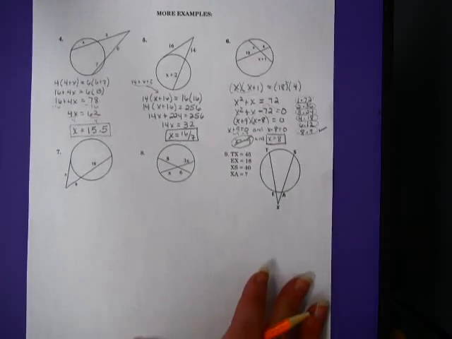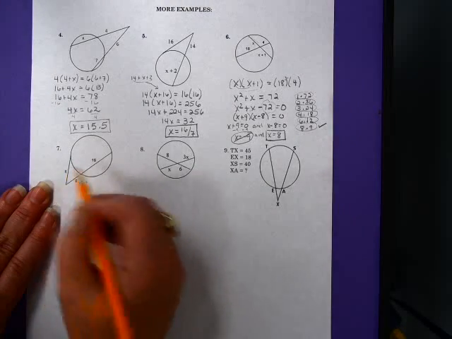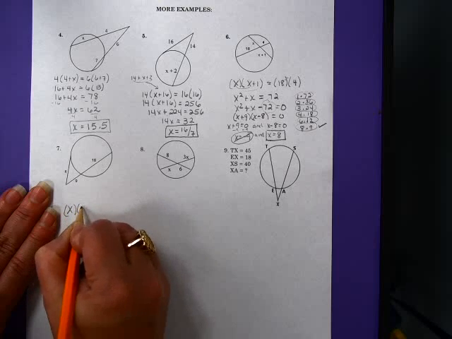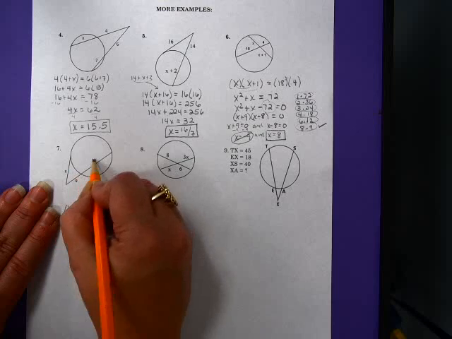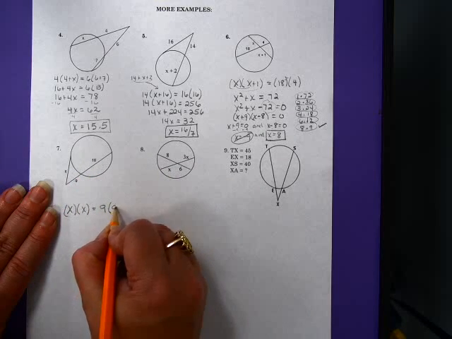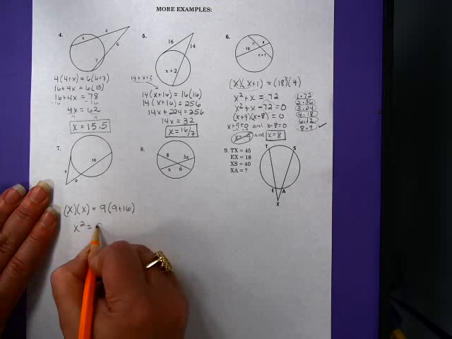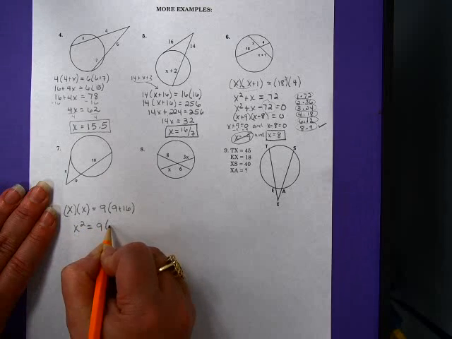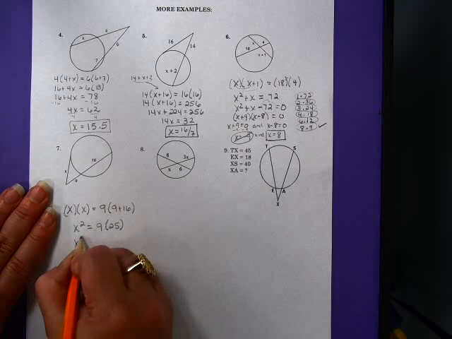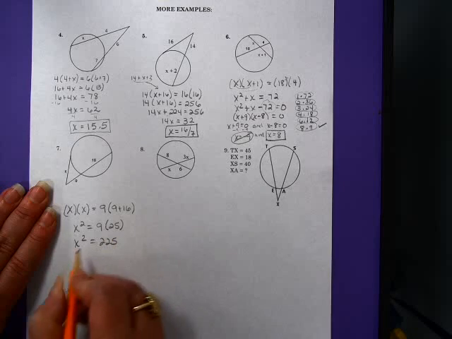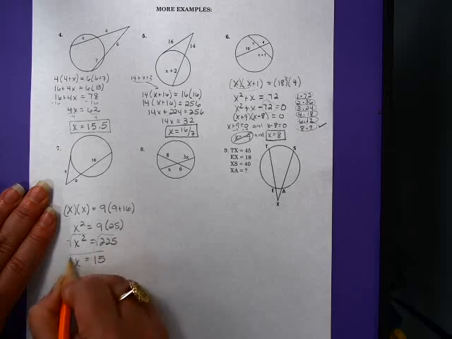Alright, next. We have outside times the whole, so x times the whole thing, which is also x, equals 9 times the whole thing. I have to add those together, 9 plus 16. Alright, so over here I get x squared equaling 9 times, that's going to be 25. Alright, so when I multiply those together, I get x squared equals 225. Take the square root of both sides, and I get x equals 15.